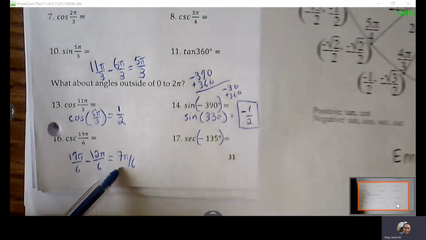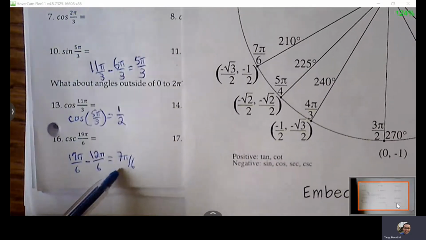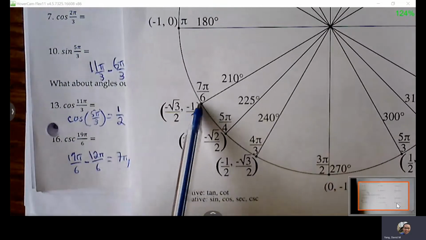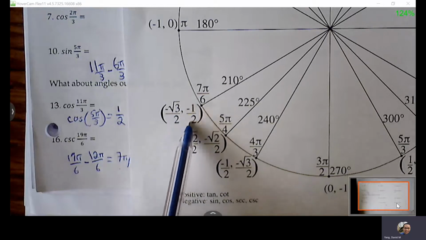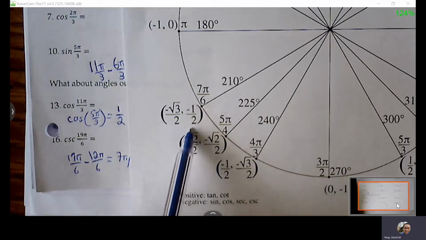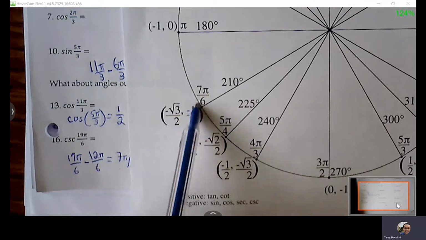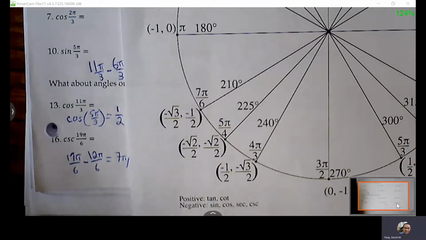Cosecant is related to sine, so I just need to find the y value. The y value is negative 1/2, but that's the sign, right? Cosecant means I'm going to flip that fraction. So instead of negative 1/2, I'll make it 2 over negative 1, which is the same thing as negative 2.